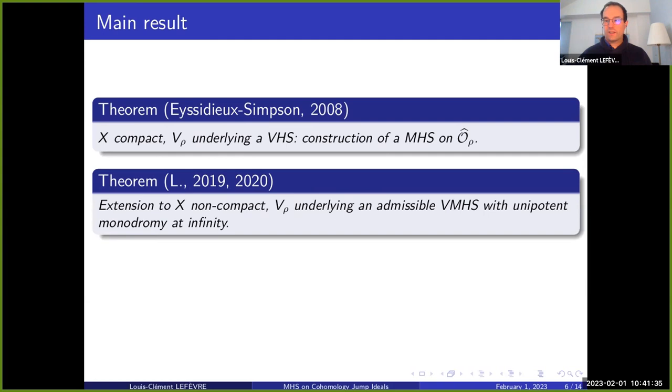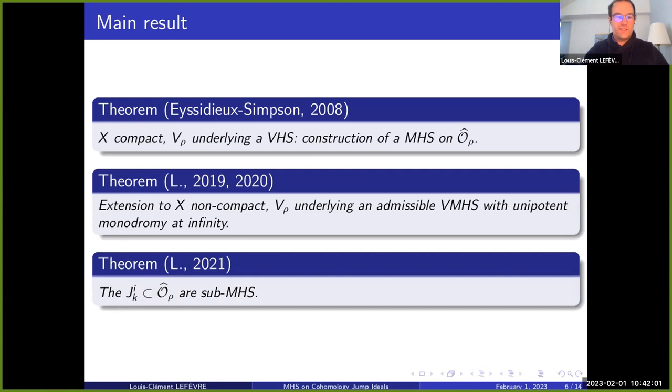I did this by successive steps, giving another construction that recovers the previous one. It's a different construction. And the natural question that remained after this work was to show that the jump ideals inside the local ring carry mixed Hodge structures. That's what I managed to show by revisiting the constructions. If you take the quotients, they are equipped with mixed Hodge structures. And this will also have application in the last slide to the global structure of the jump loci.